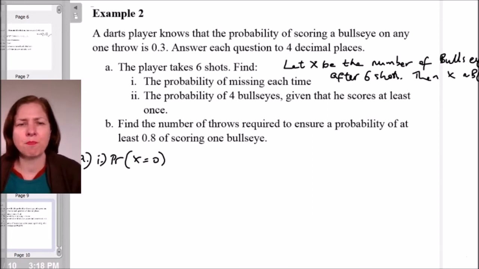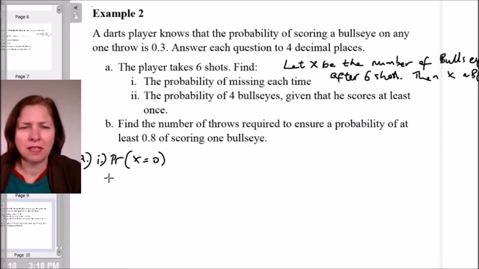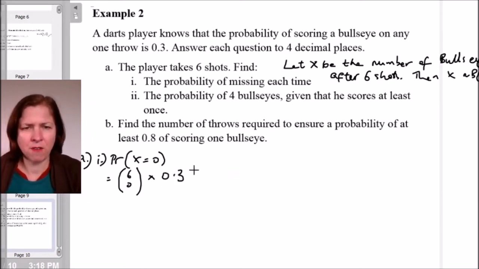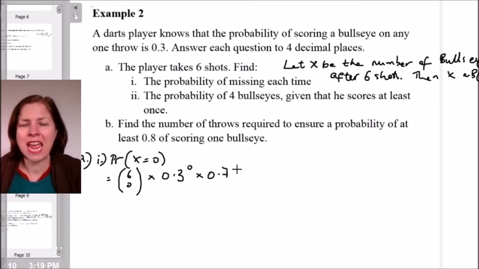So now the probability that x equals 0 is what I'm asked to calculate in part 1. The probability of missing each time, that means I get no bullseyes. So x is 0, so it's going to be 6 choose 0, where n is 6 and x is 0. And then it's going to be times p to the power of x, which is 0.3 to the power of 0. And then it's going to be 0.7 to the power of n minus x. n is 6 and x is 0. So this is to the power of 6.